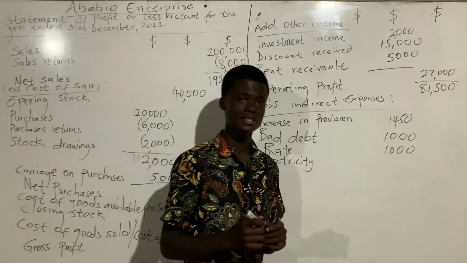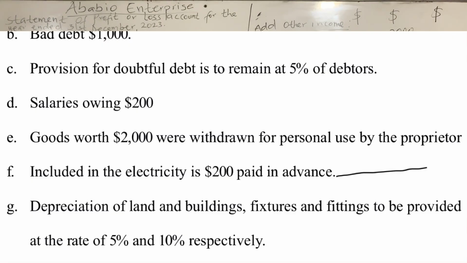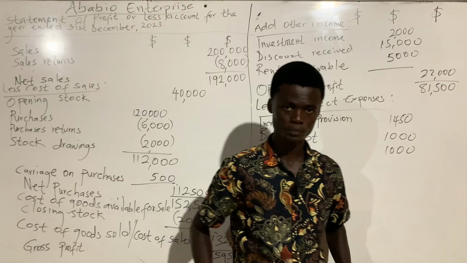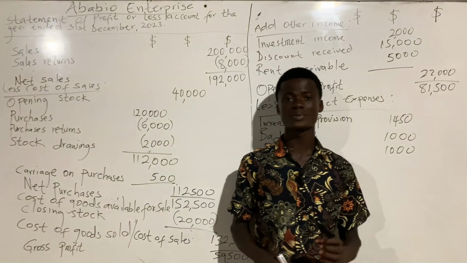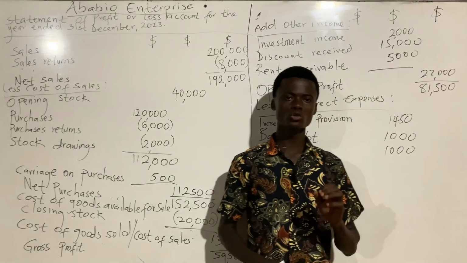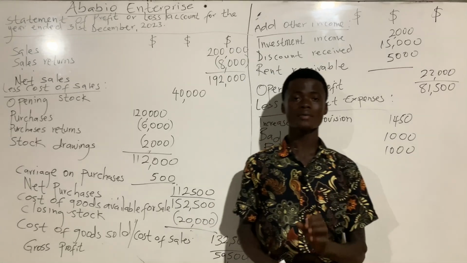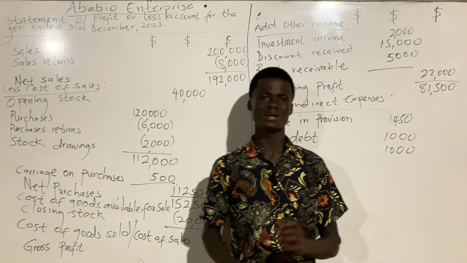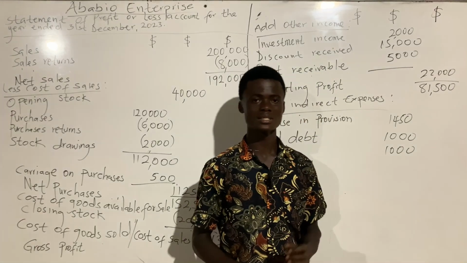But for this electricity, the additional information F gives more insight about the electricity. It says that additional information F included in the electricity is $200 paid in advance. So this means that the $2,000 on the trial balance is not the electricity expenses incurred, but it is the electricity expenses paid. So to get your electricity expenses incurred in this case, the $200 that has been paid in advance must be subtracted from the one paid to get your electricity expenses incurred.